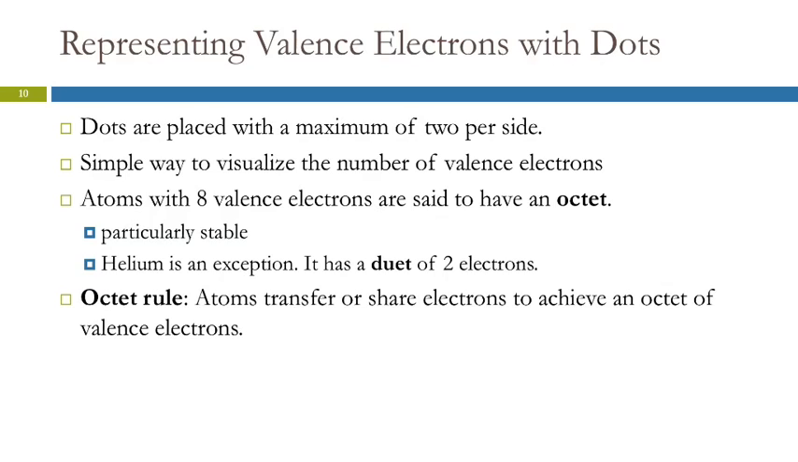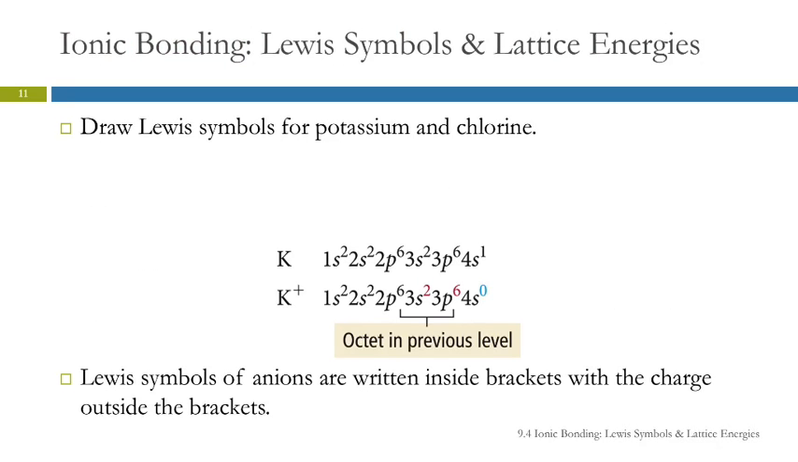So the octet rule tells us that atoms transfer or share electrons to achieve an octet of valence electrons. So we've got an atom like oxygen that only has 6 valence electrons. It wants to have 8. It's not really very happy with 6. It's going to react or combine with other atoms in a way to get 8. So we'll see how that happens.